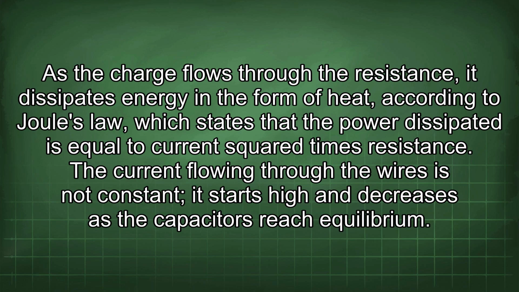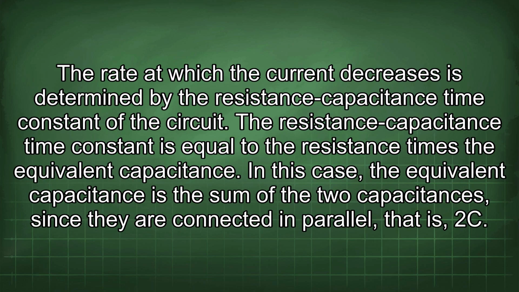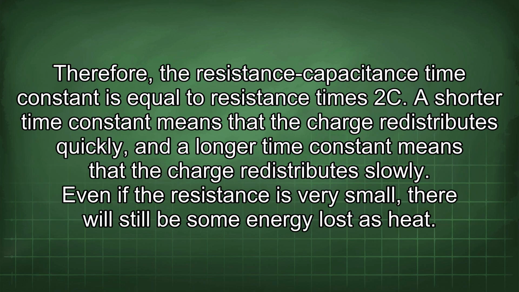The current flowing through the wires is not constant, it starts high and decreases as the capacitors reach equilibrium. The rate at which the current decreases is determined by the resistance-capacitance time constant of the circuit. The resistance-capacitance time constant is equal to the resistance times the equivalent capacitance. In this case, the equivalent capacitance is the sum of the two capacitances, since they are connected in parallel, that is, 2C. Therefore, the resistance-capacitance time constant is equal to resistance times 2C.